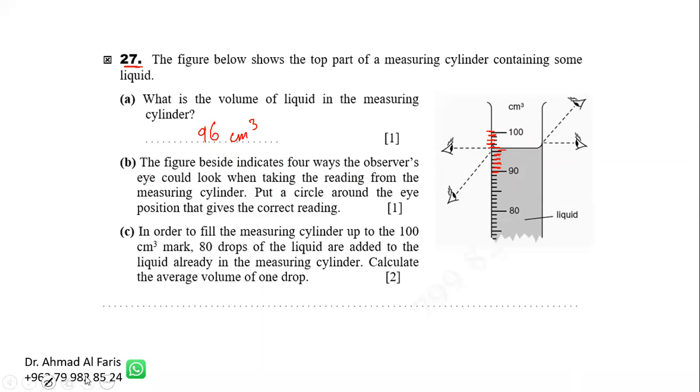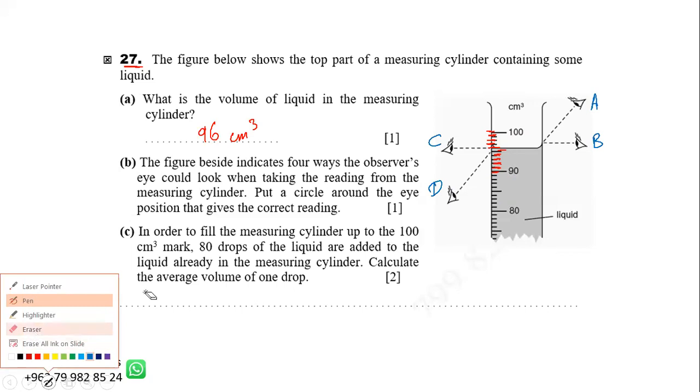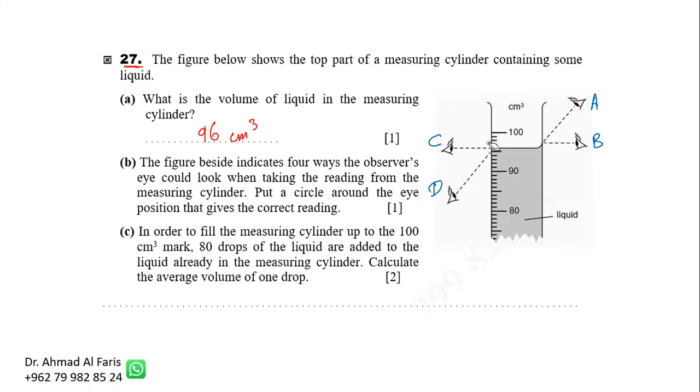Then what do they ask? They said that the figure beside indicates 4 ways to observe. Which way is the correct one? Is it right up or right down? Is it left up or left down? Send me the answer. Which position from these 4 positions, if I call them A, B, C, D, is the correct position that we have to see from? Is it A or B or C or D? Send me the answer.